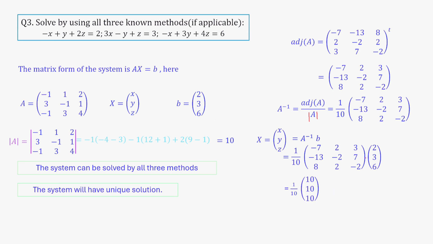Then we will take that inverse and multiply it, so you will get 1 over 10 times 10, 10, 10, and then finally the answer is 1, 1, 1. So that is the solution. x = 1, y = 1, and z = 1.